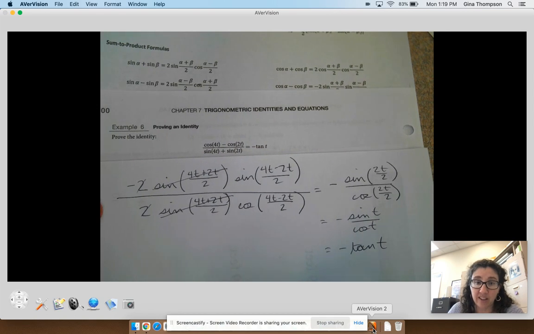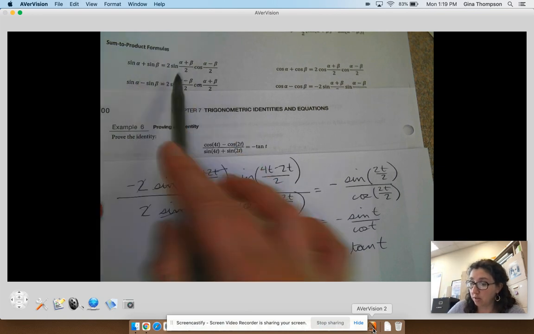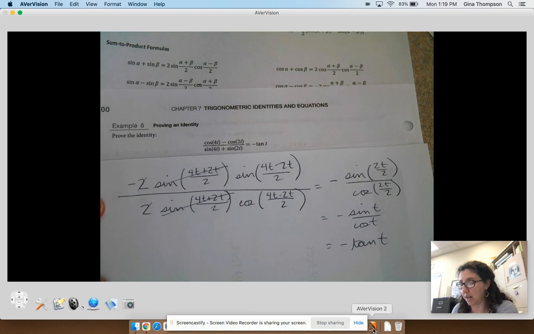Okay, so there wasn't anything clever. We were just plugging into these equations and figuring things out. The only thing you have to be careful of is what is your alpha and what's your beta. All right, let's do one last one.